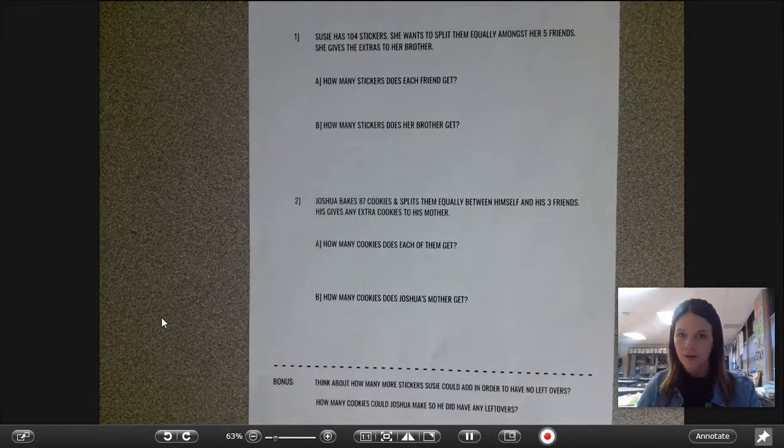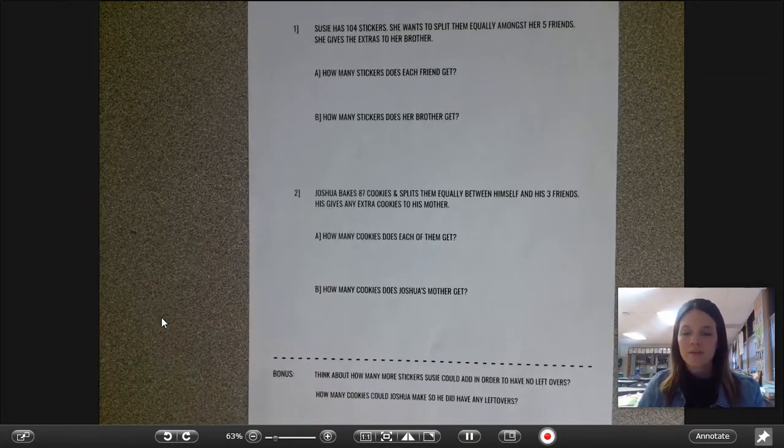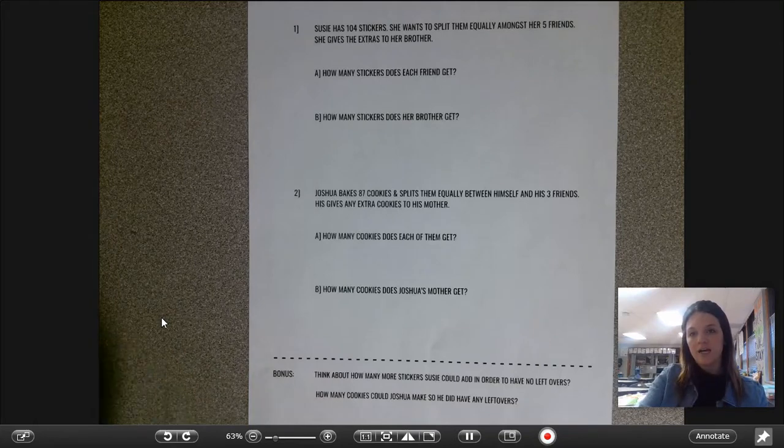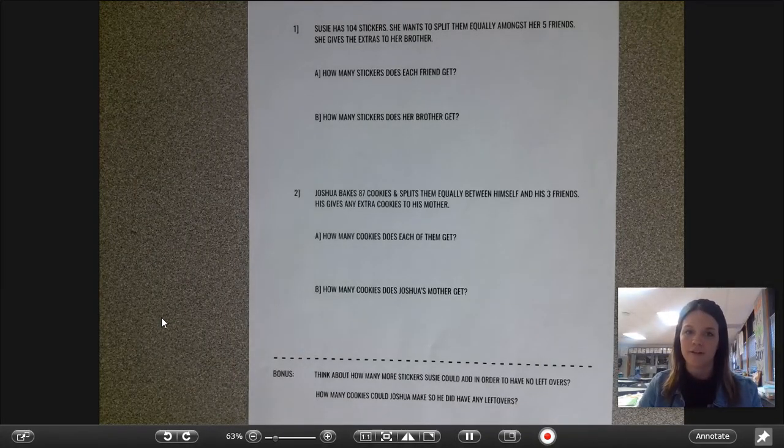Get the picture in your brain. What do her stickers look like? And she wants to split them equally amongst her 5 friends. She's going to take all of her stickers, and she sees 5 friends in front of her. I always picture this as handing out cards, just one at a time, all of your stickers to your 5 friends. And anything that she has extra, which would be the remainder, she's going to give to her brother.